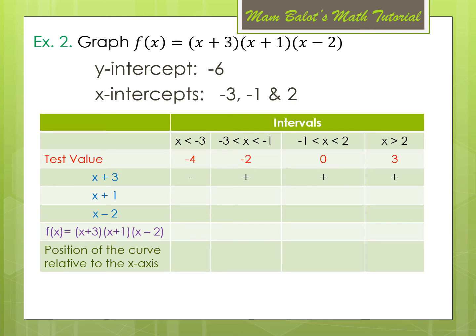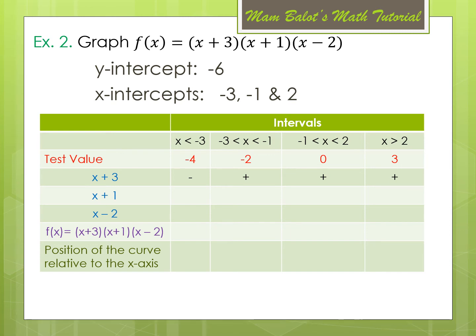Negative 4 substituted to x plus 3 becomes negative 4 plus 3, which is equal to negative 1. So the result is negative. Then negative 2 is substituted to x plus 3, so that is negative 2 plus 3. The result is 1, so we have a positive. Then 0 substituted to x plus 3 gives 0 plus 3, which is 3, so positive also. And if x is equal to 3, then 3 plus 3 is equal to 6, so it is also positive.